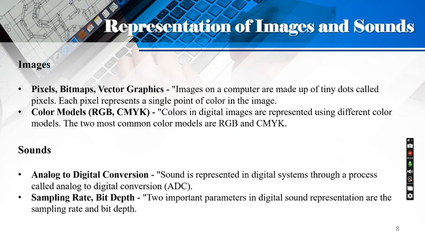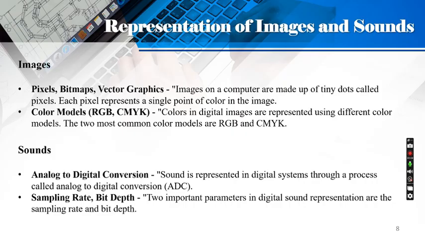Representation of images and sounds. Images: pixels, bitmaps, vector graphics. Images on a computer are made up of tiny dots called pixels. Each pixel represents a single point of color in an image. Color models: RGB and CMYK. Colors in digital images are represented using different color models. The two most common color models are RGB and CMYK.